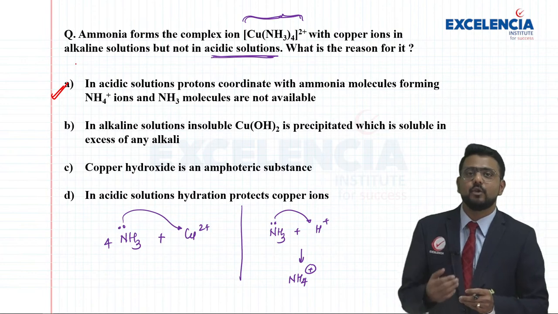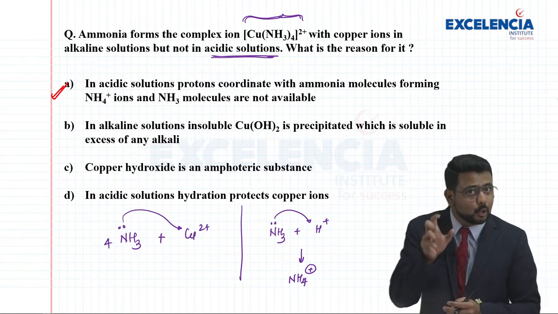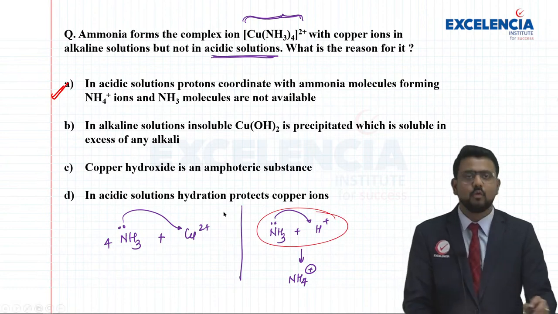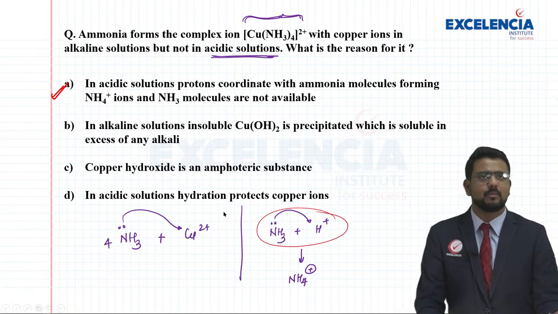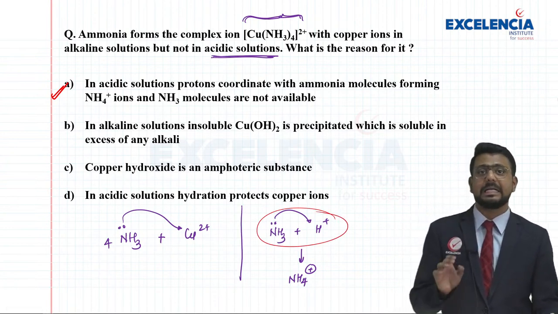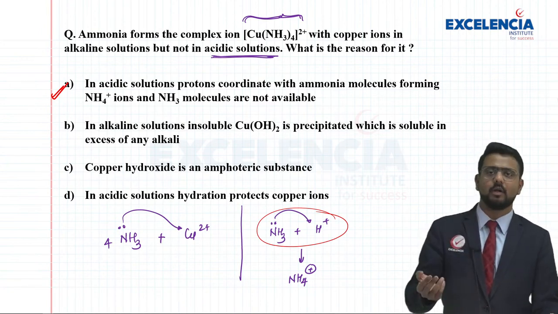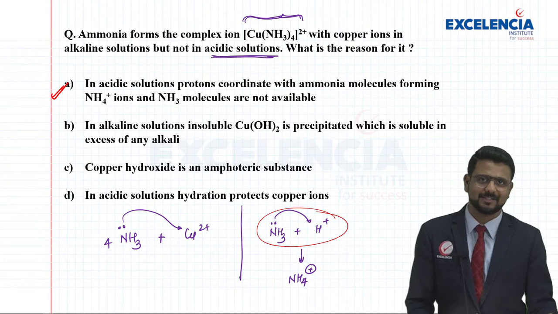In the acidic solution, the protons will coordinate with the ammonia molecules. You can see here, protons will form a coordinate bond with ammonia molecules. They will form ammonium ions, and that's the reason NH3 will not be available for forming a coordinate bond with copper ions.